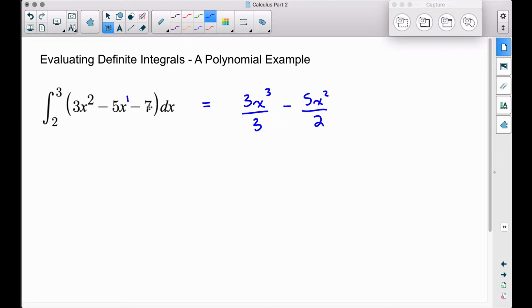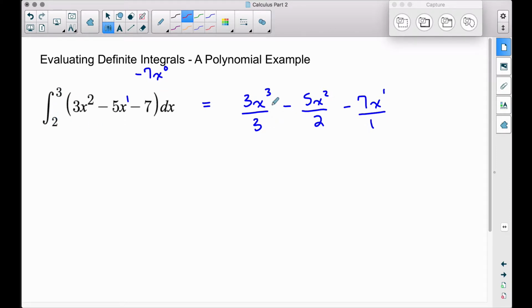And then be careful here with this constant. Minus 7 is the same thing as minus 7x to the 0 power. So when we integrate this, we have minus 7x to the first over 1. Of course, you can leave off that 1 and that 1 there as well.